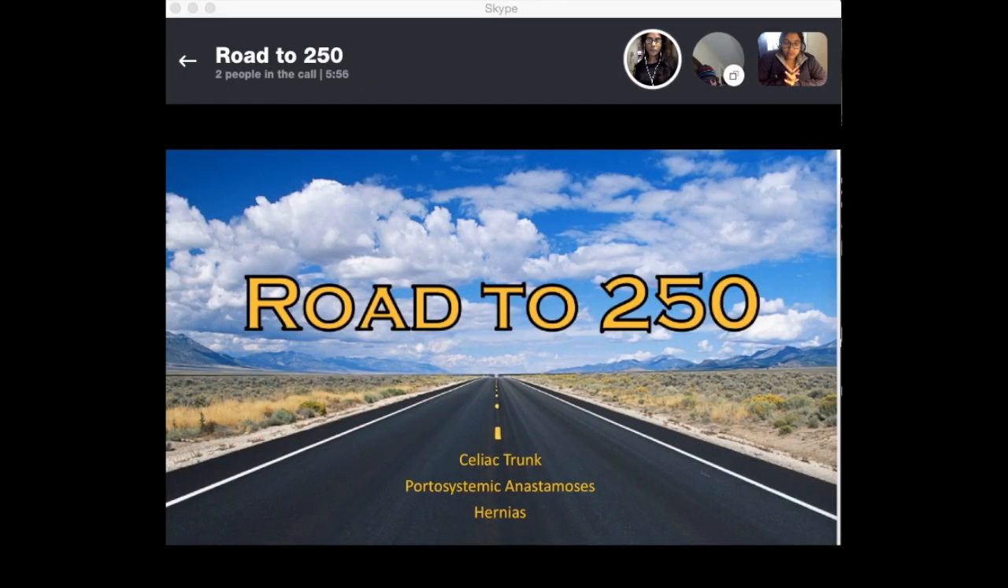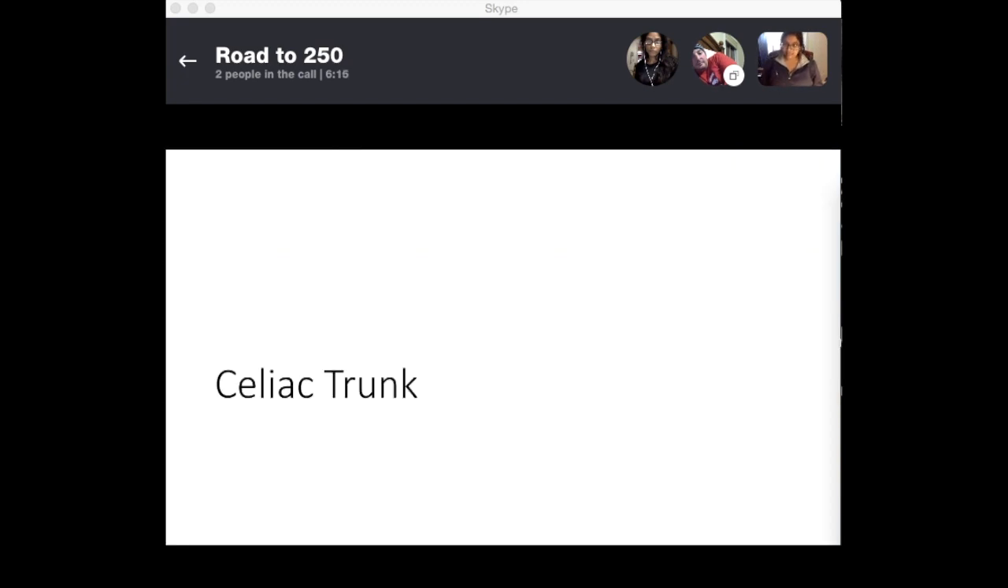Alrighty, so today we'll be talking about the celiac trunk and portosystemic anastomoses and some bugs related to that. And we're going to end with hernias. Nice way to end our night. So let's get started. We're going to start with the celiac trunk.